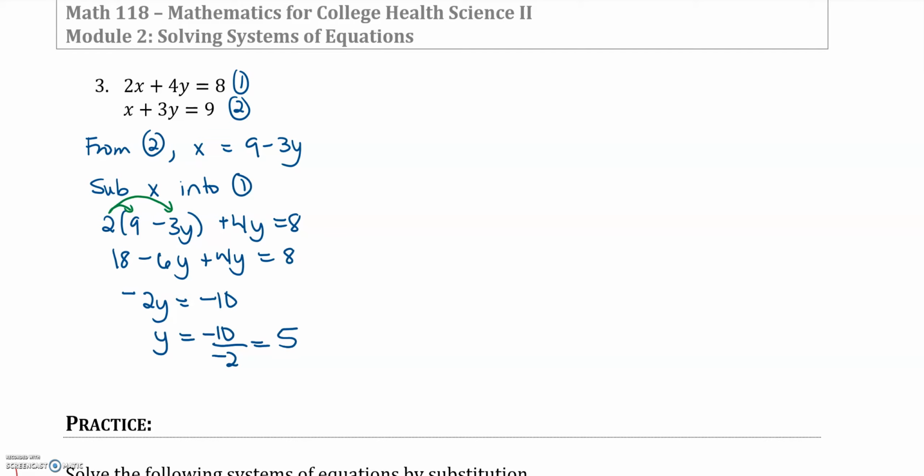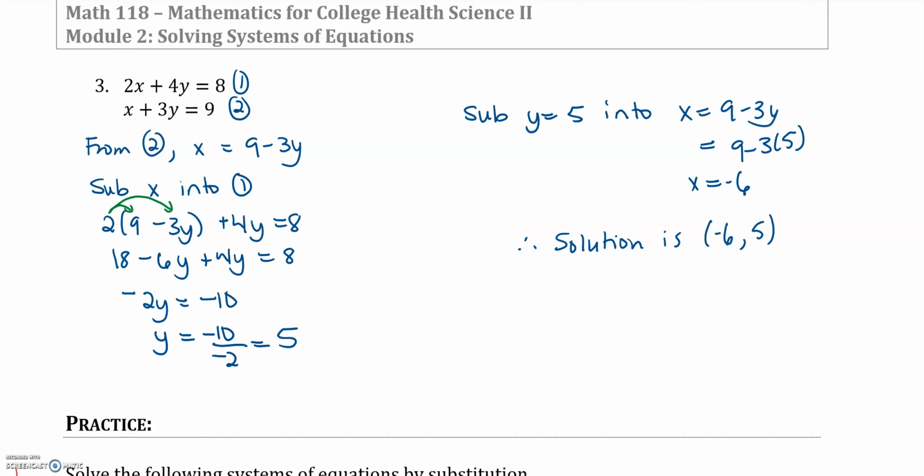Now we're going to sub the value of y back into our equation for x. And when we do so, we find that x is equal to negative 6. Therefore, our solution is (negative 6, positive 5). At this point, I would imagine these examples are becoming slightly repetitive. We have now solved many of the same examples graphically, by elimination, and by substitution. And this is done on purpose for you to see that you do arrive at the exact same solution no matter which method you are using.